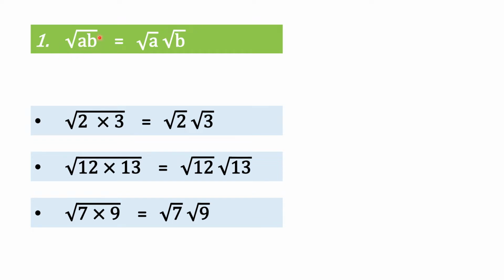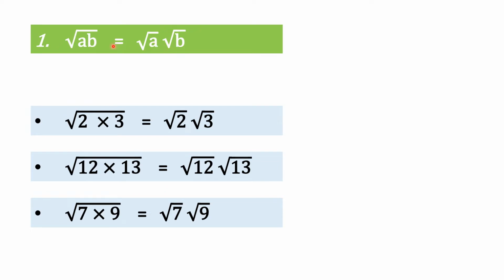So A and B are two integers, and AB means what? AB means A into B, right? Multiplied, right? So when two integers are multiplied and when you put them inside a root, it is the same answer as when you individually take the numbers and put the root and multiply them later on, okay?